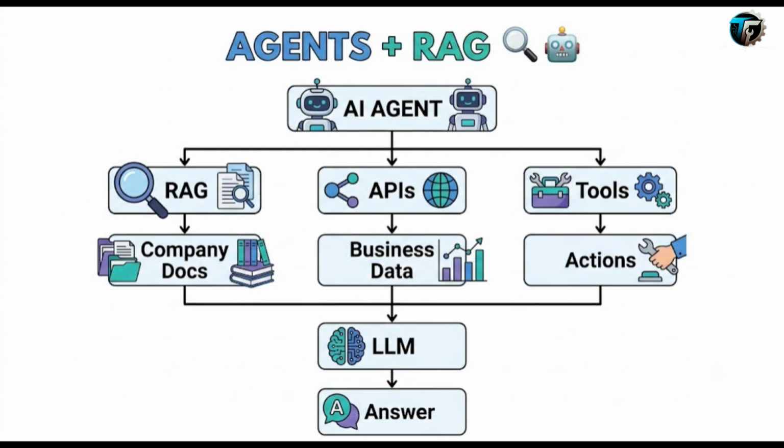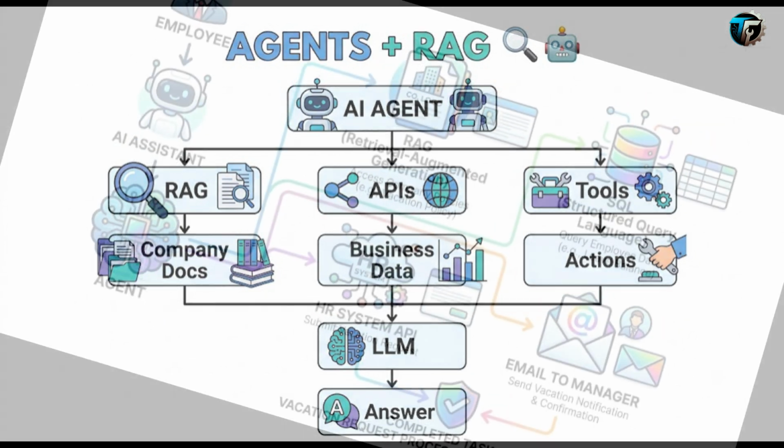Now let's connect this with our RAG journey. Agents and RAG can work together. RAG can provide knowledge from company documents. Tools can provide live information from enterprise systems. APIs can allow the agent to perform actions. The LLM coordinates these capabilities. So our architecture is becoming much more powerful. Knowledge plus tools plus reasoning plus actions.